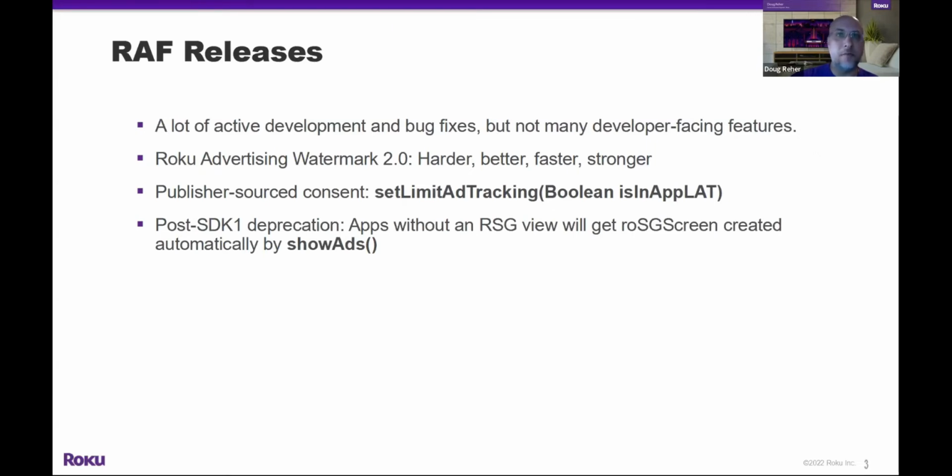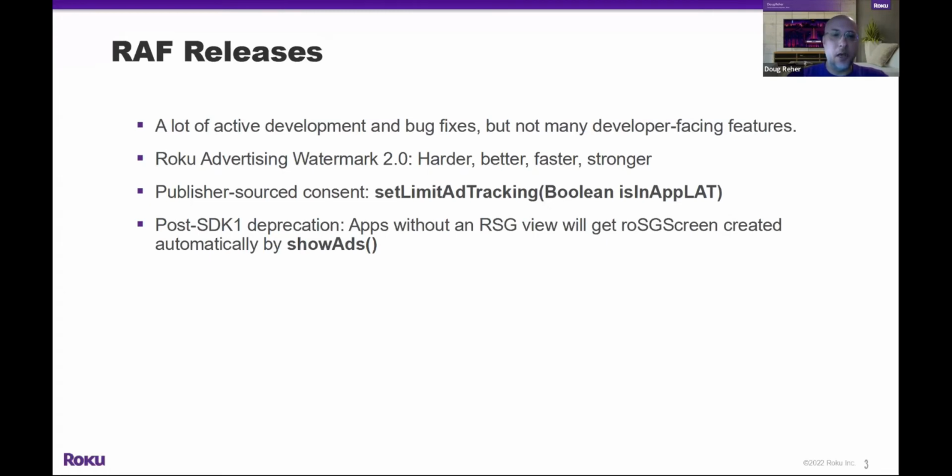We did add a new feature for publishers this year called Publisher Source Consent. So this is a new API that lets you add tracking opt-out to your channel that RAF will then combine that setting with the device and account LAT settings to try to respect user privacy.